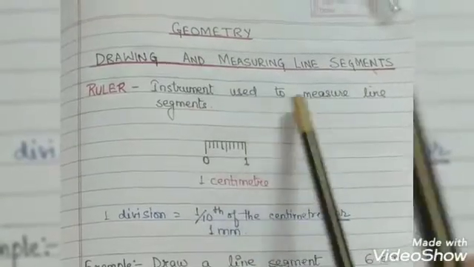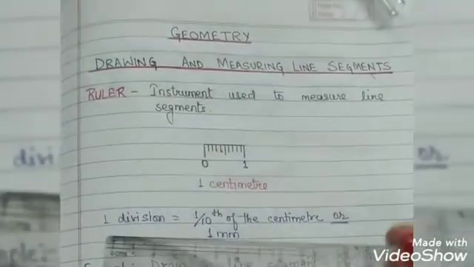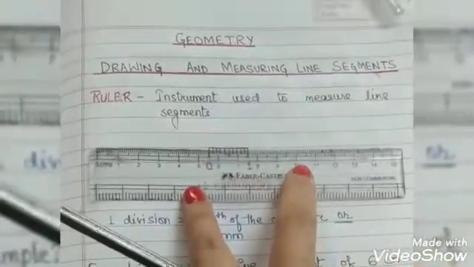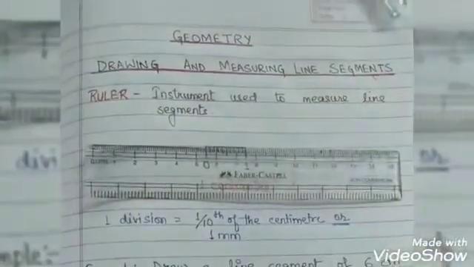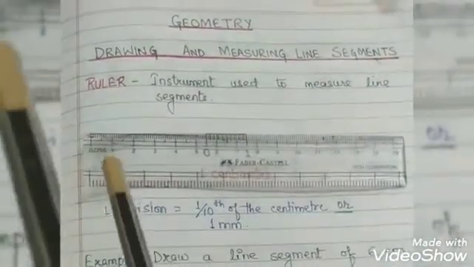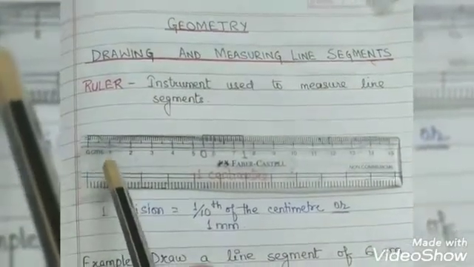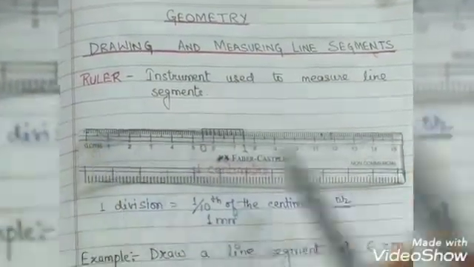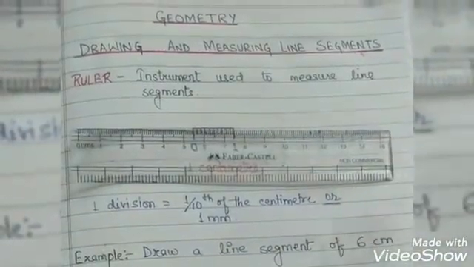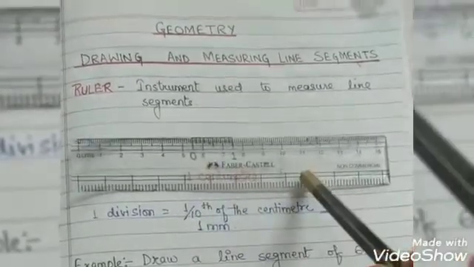The instrument used to measure line segment is a ruler or a scale. This is your scale. We use a scale or a ruler to measure the line segment. The ruler or scale is marked in centimeter. As you can see here, it is written CMS, that is centimeters. The bigger scale has markings till 30 and the smaller scale has the markings from 0 to 15.